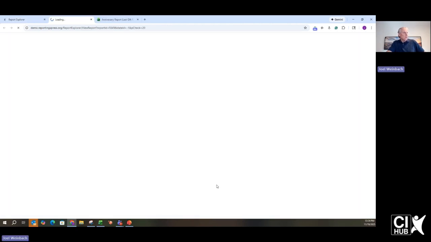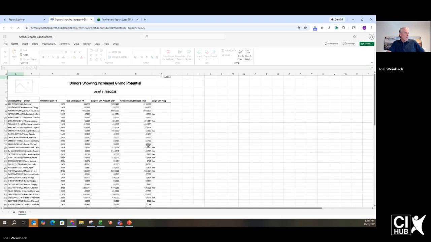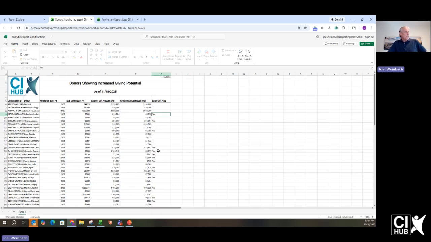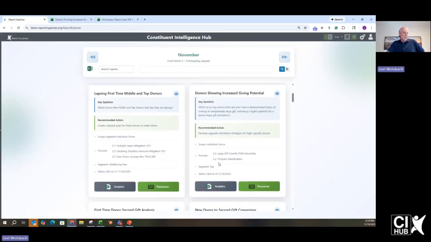This is another one. These are donors showing increased giving potential. There's a flag here for donors that have made a gift that's at least 2 times their typical annual or average annual giving. So this donor in 2025 gave $5,000. Their biggest gift ever was $15,000. That's somebody you should consider targeting for a larger gift again. So you can see each one of these is different. There's a key question, like this one, lapsing first time middle and top donors. So the question it answers is which recent new middle and top donors look like they're lapsing, and it gives you a recommended action.